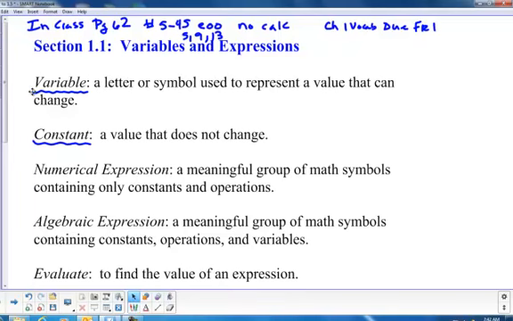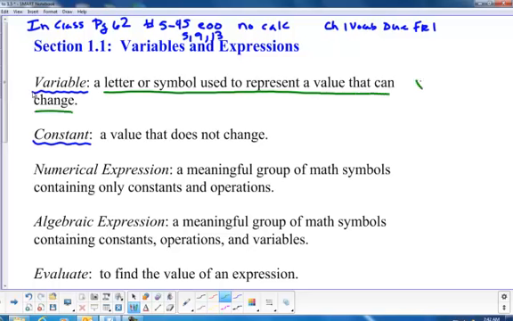So we will start with some definitions. Variable is a letter or symbol used to represent a value that can change. That's X, Y, Z, A, anything like that. A constant is a value that does not change. So if you had like 5X, 5 is the constant, the number in front of X.